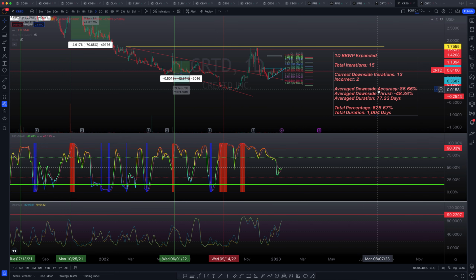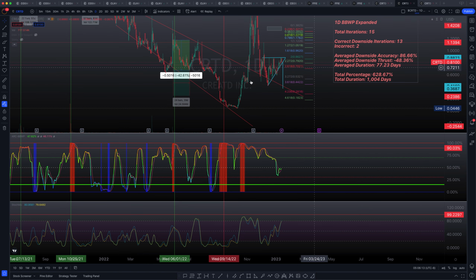Now, the average downside thrust is minus 48.36%, over the span of about 77.23 days. This is proof of work. Please remember that these are just statistical metrics. They are not certainties. It's just for us to evaluate the possibilities. If we were to take that full downside, actually I would have to replace that word thrust with pressure. So if I were to apply that minus 48.36% to the downside, let's go ahead and do that now.